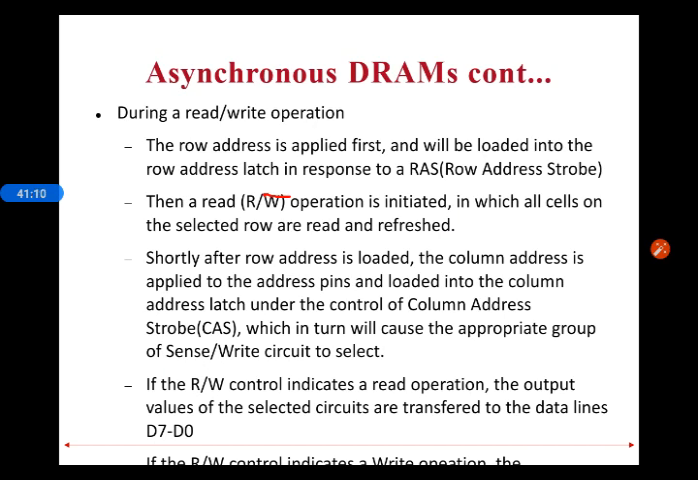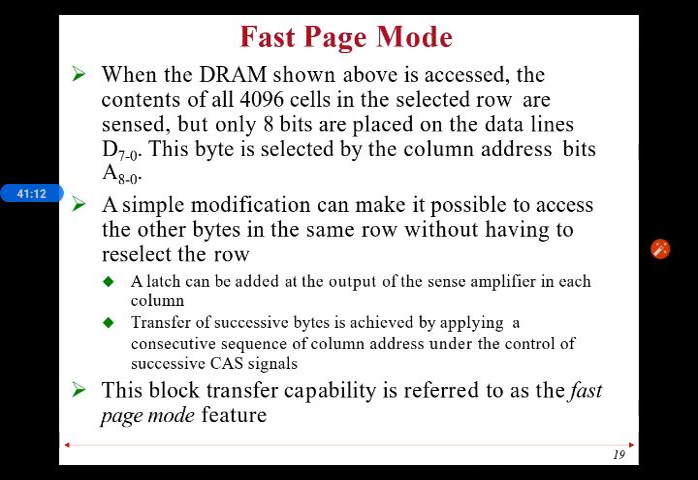Okay, next we will see what is meant by fast page mode. What is fast page mode? In the previous example, we have seen that when the DRAM shown above is accessed, the contents of the 4096 cells in the selected row are sensed. That row is active, the full row is active, but we are deriving only 8 bits on the data lines D0 to D7. This byte is selected because we are placing a specific column address.